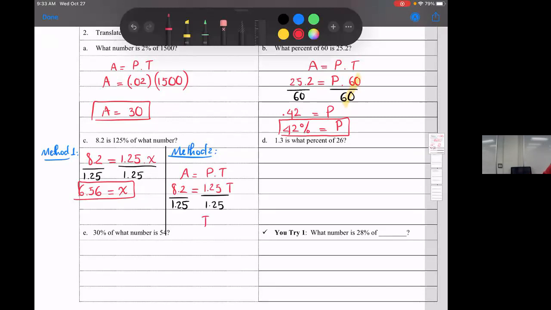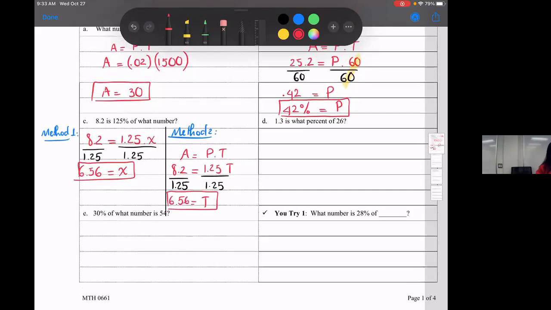So T equals 6.56. Same answer. So which one do you like better? You want to just translate from the raw question, or use A equals P times T? The second method is just because you're going to use it later, so I'm trying to get you used to it. But if people have trouble figuring out what is A and what is T, then maybe the first method will be better.